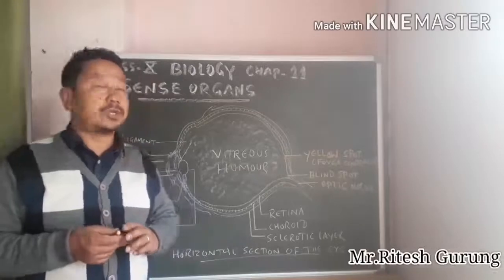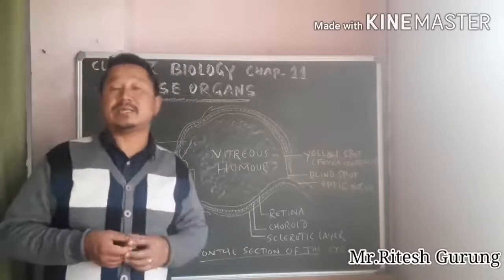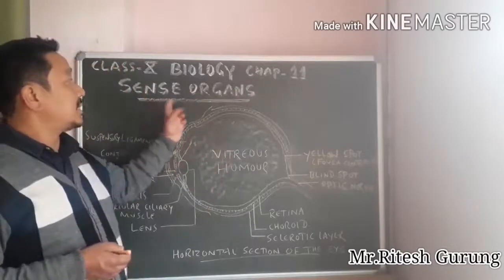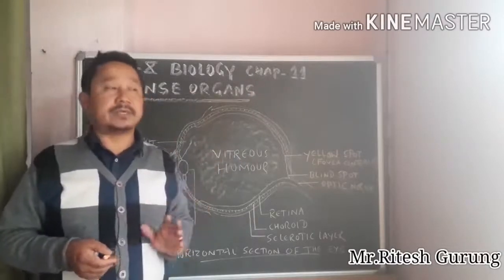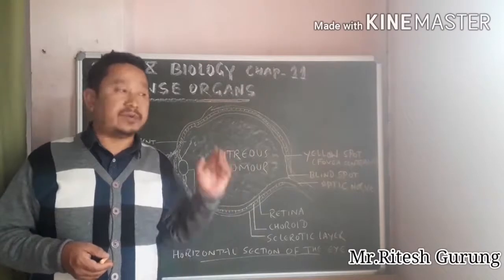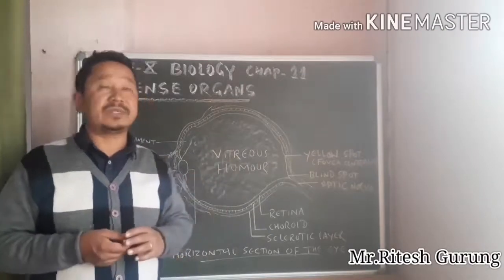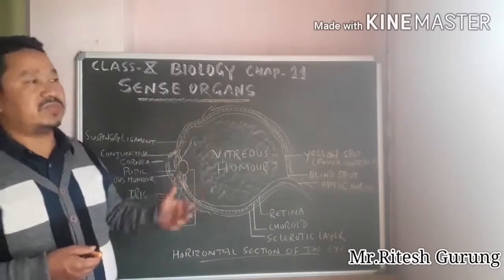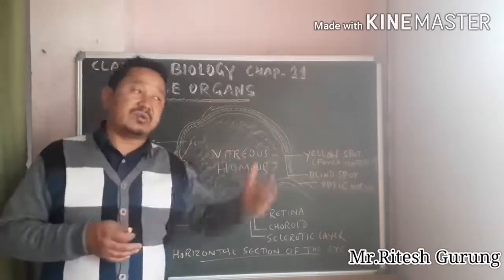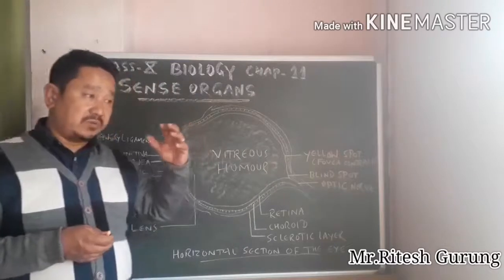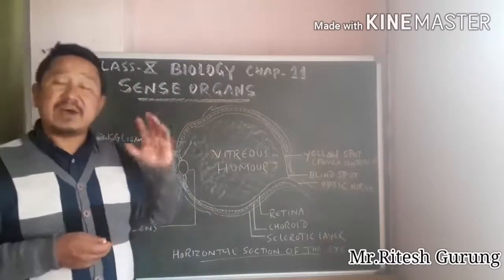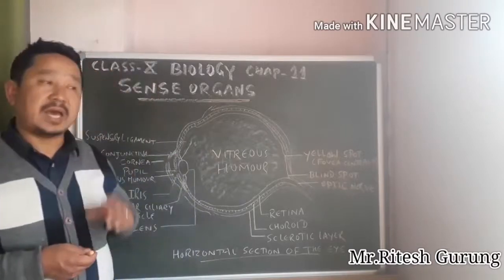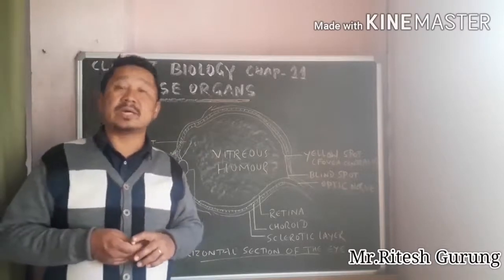Dear class 10 children, today we'll start a new chapter, chapter number 11, where we find sense organs. Recently we finished chapter number 10, where we discussed the nervous system. So this is also related to the nervous system itself. With regard to that, here we have 5 sense organs, namely eyes, ears, nose, tongue, skin.